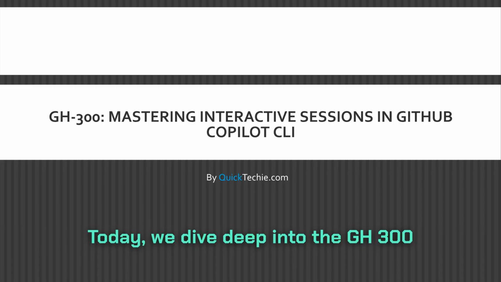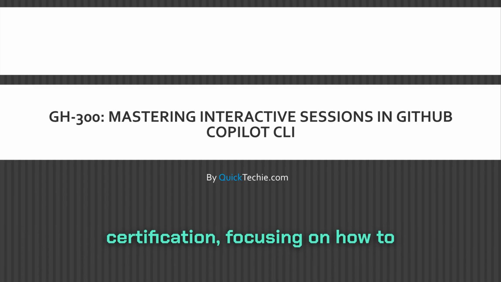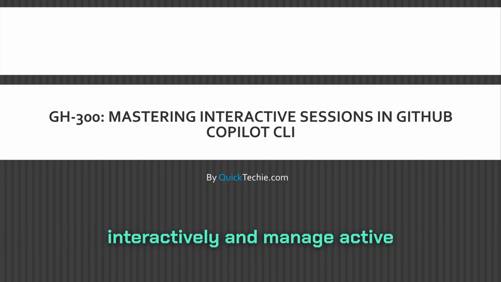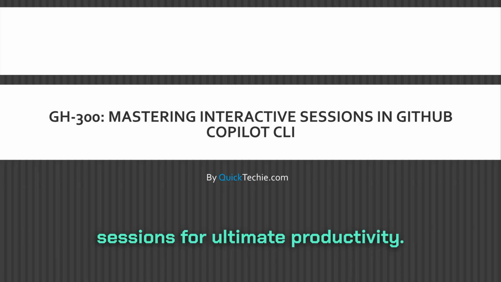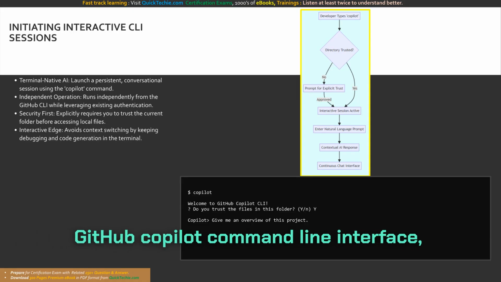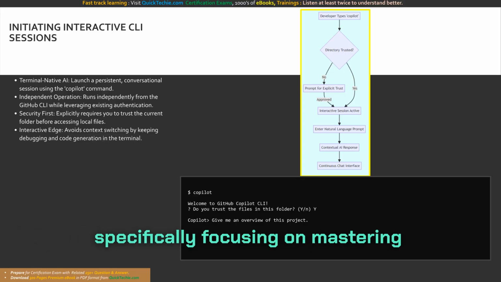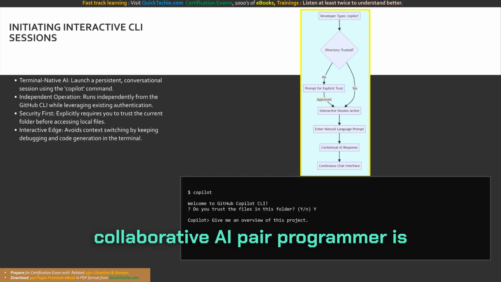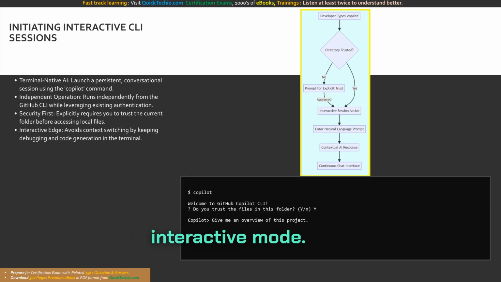Today, we dive deep into the GH-300 certification, focusing on how to masterfully use the GitHub Copilot CLI interactively and manage active sessions for ultimate productivity. Welcome to this deep dive into the GitHub Copilot command line interface, specifically focusing on mastering interactive sessions. While the CLI can be used programmatically for headless automation, its true power as a collaborative AI pair programmer is unlocked when you launch it in interactive mode.